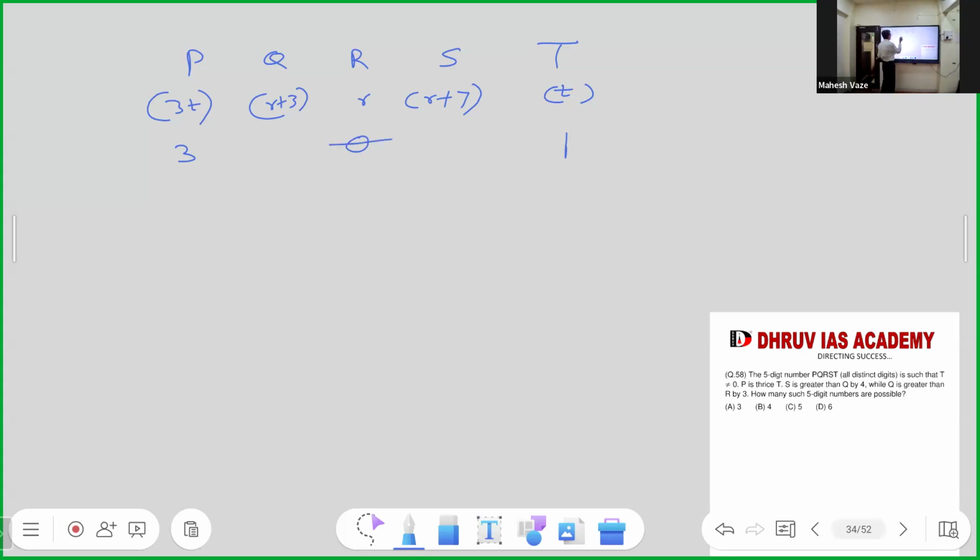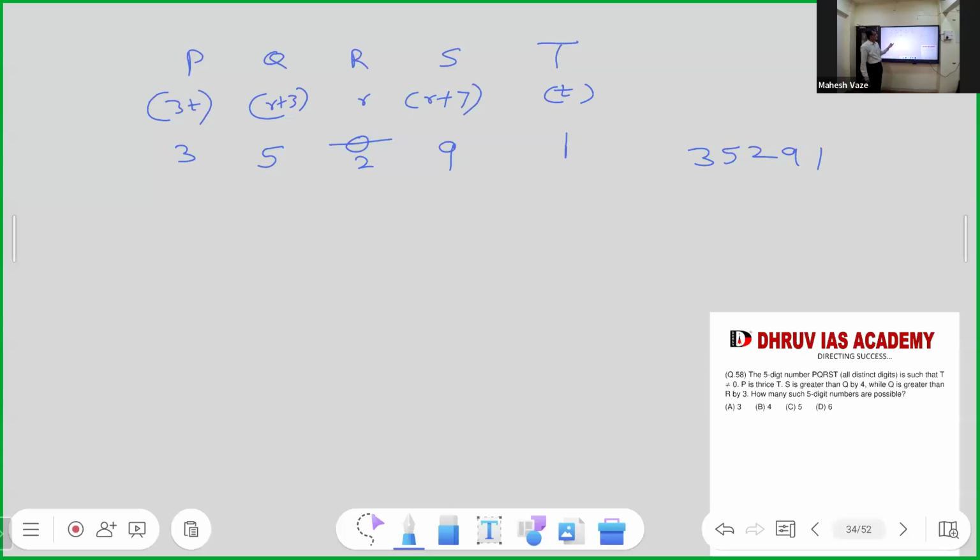Okay. So we can have R as 1, but 1 is already there. So we cannot have R as 1. So it can be 2. R can be 2. So 2 plus 3 is 5, and 2 plus 7 is 9. So this is one number: 35291.